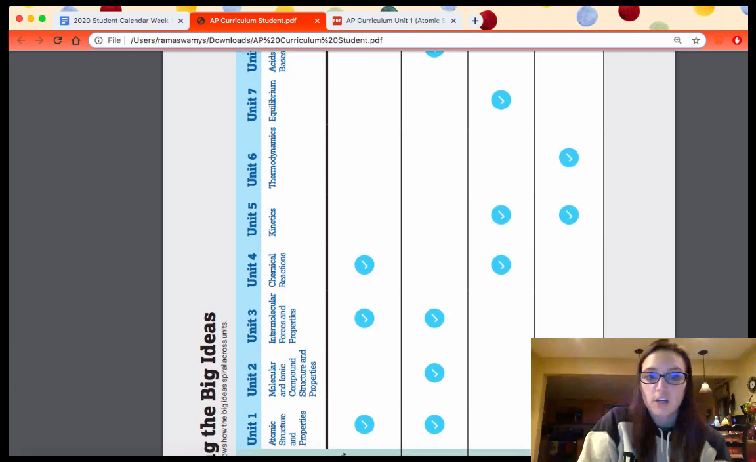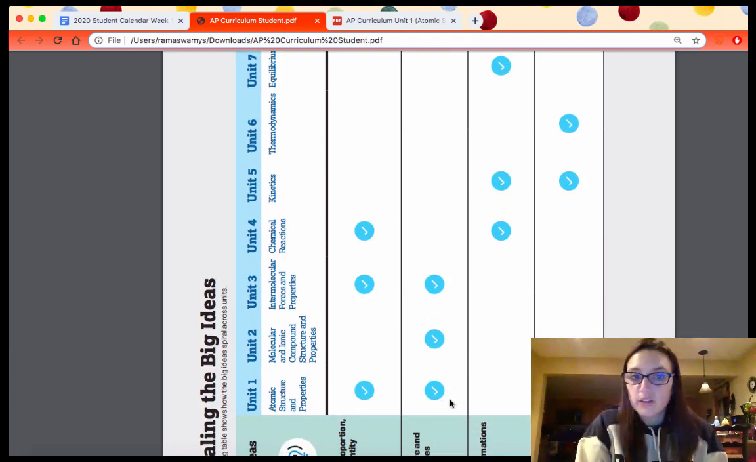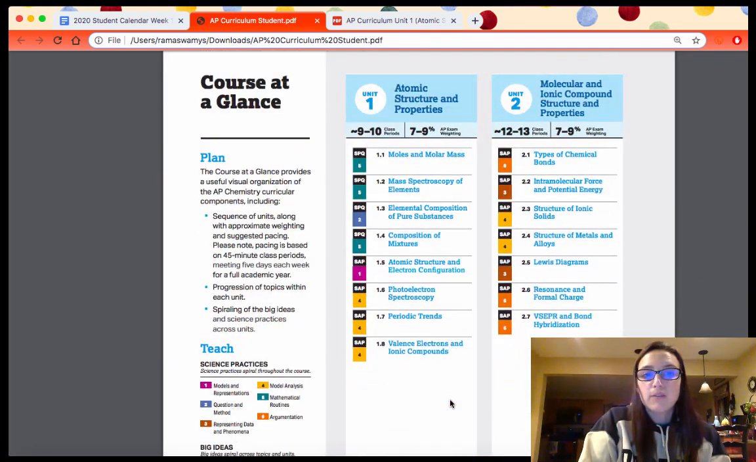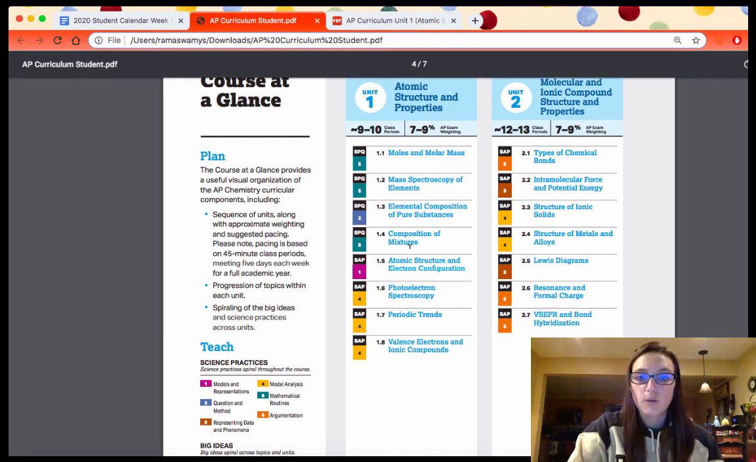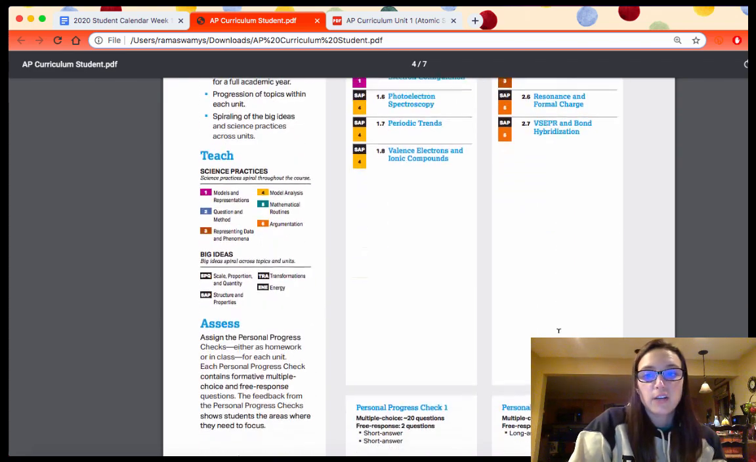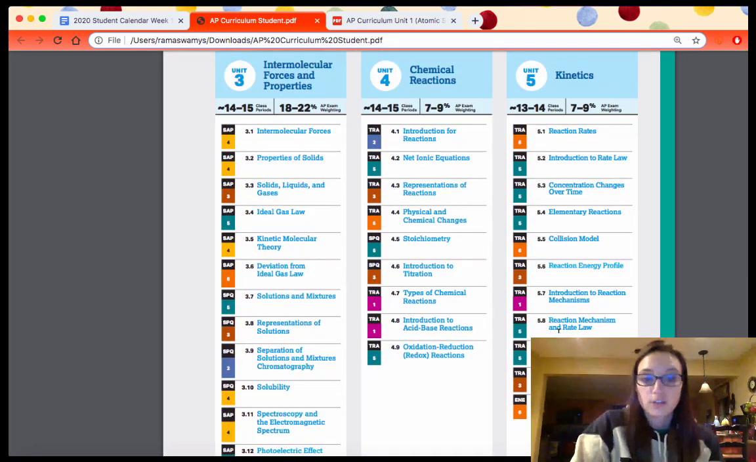Also in this document, it shows how the big ideas spiral within each of the units. And then finally, it has this course at a glance. The course at a glance is important because this is an easy way for you to see all of the topics under each unit. You'll see that unit 1 has 8 topics, unit 2 has 7, and you can actually go through and read what all of the topics are for each unit.